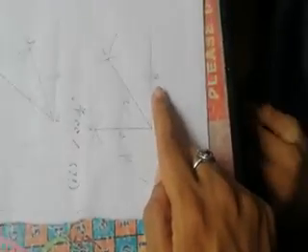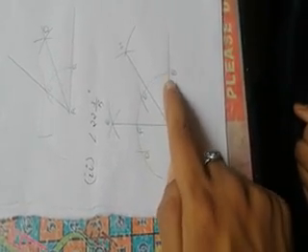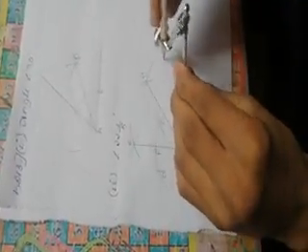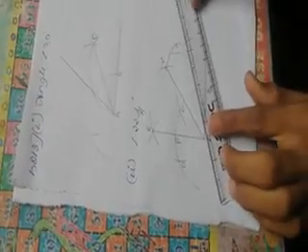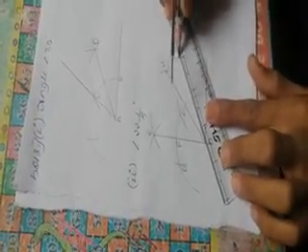Now you can see this is BC. Now we have to take more than half of BC. With B as center, draw one arc. With C as center, draw one arc. These arcs will intersect at one point. This point will be G. And join G to A.